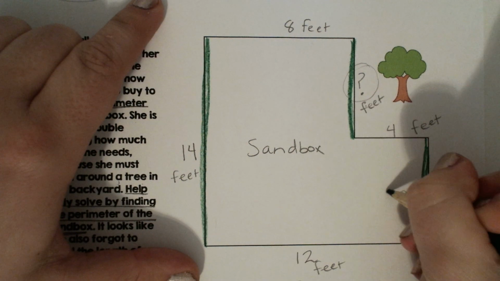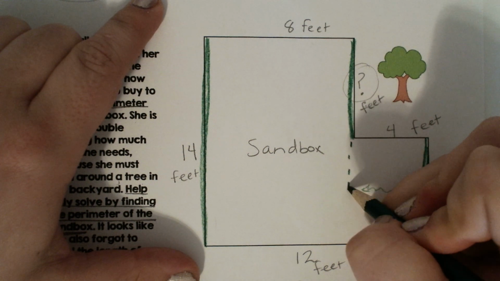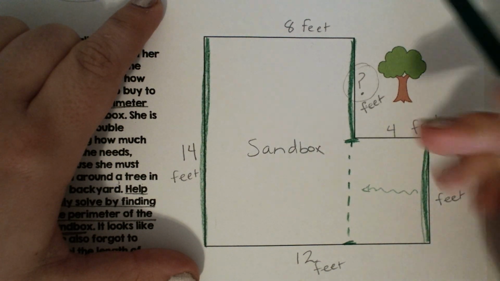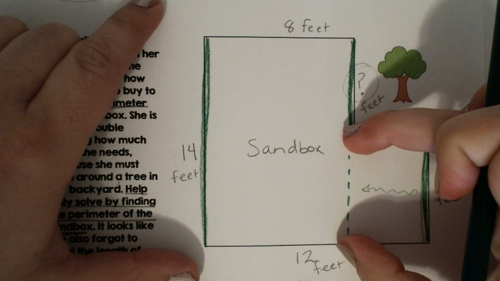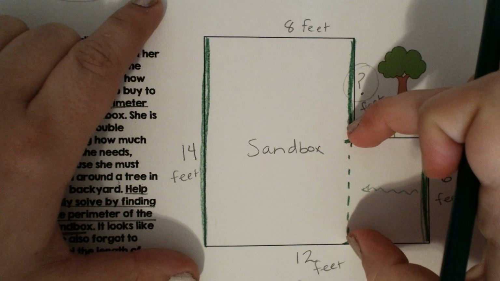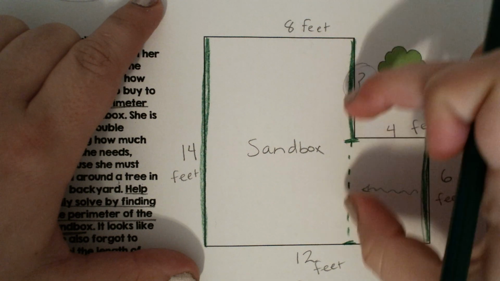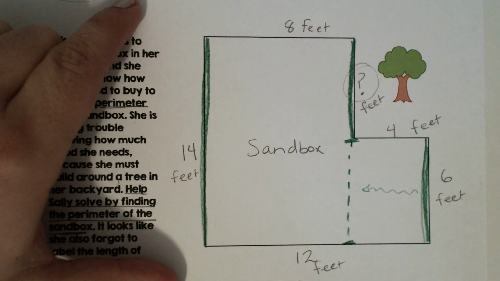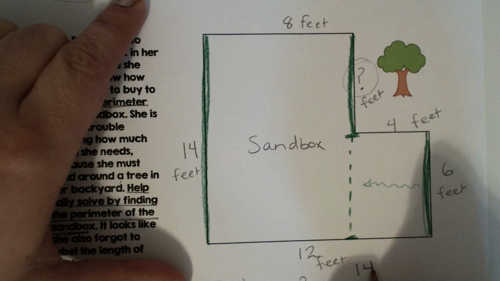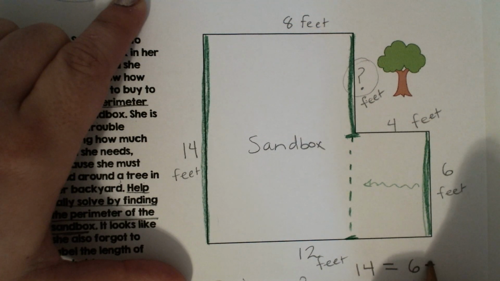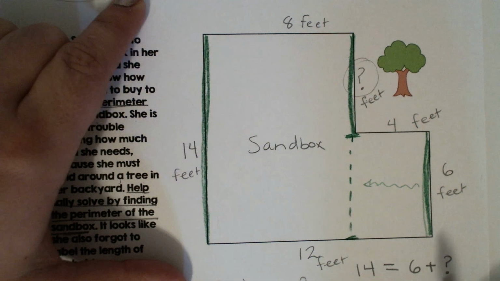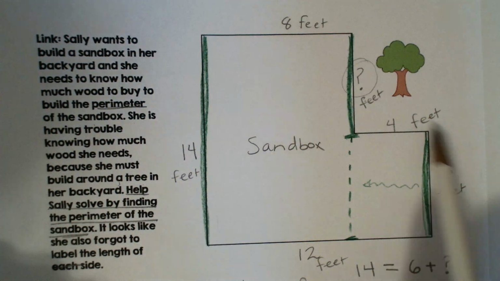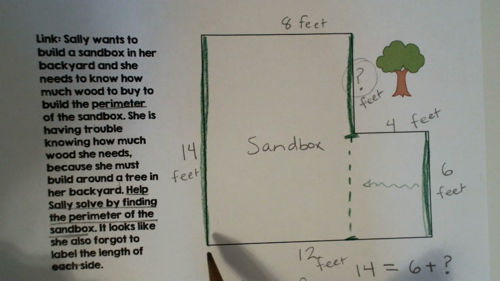So imagine I slide this side over and I line it up with this one. I'm going to see that I didn't change the length. I just slid it over. And if I stack these two sides one on top of the other, this side should be equal to this side. So I'm going to set this up for you. 14 equals 6 plus my missing side length. Now, you need to go through and find the missing side length and the total perimeter that Sally needs to build her sandbox.